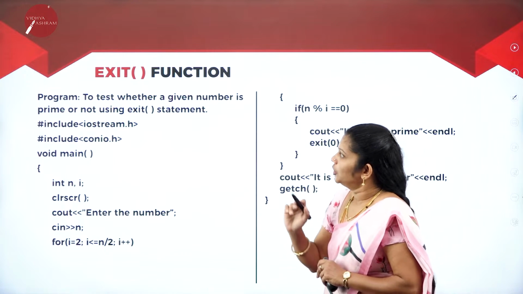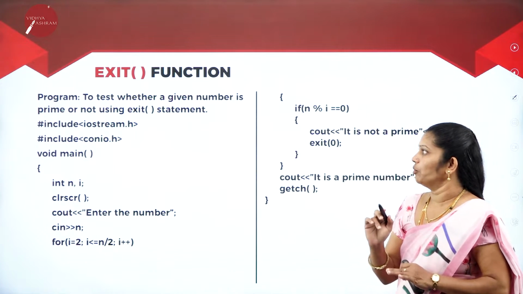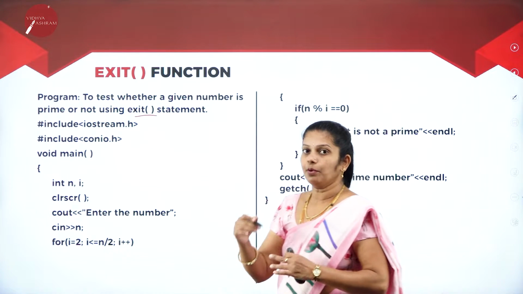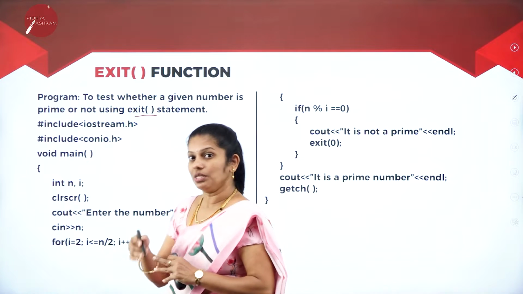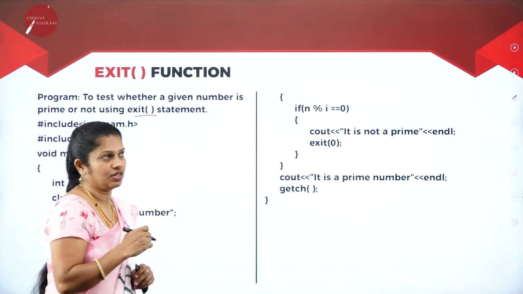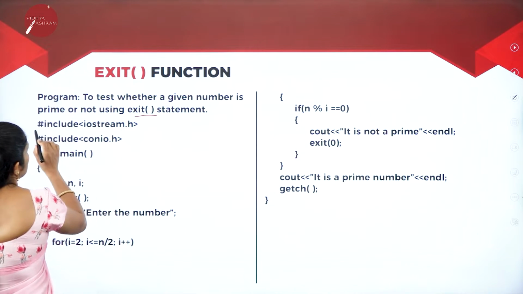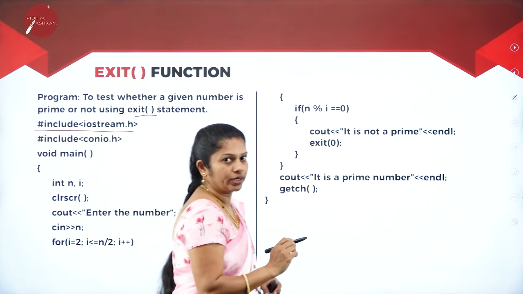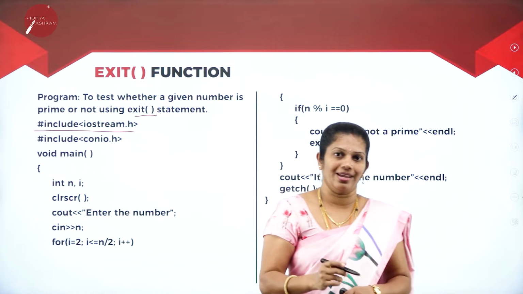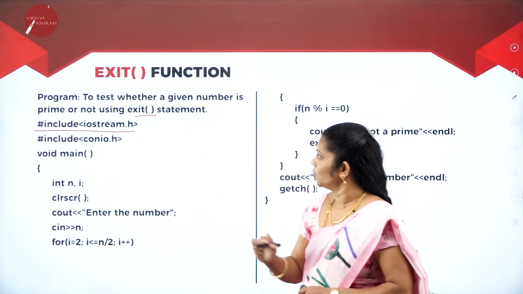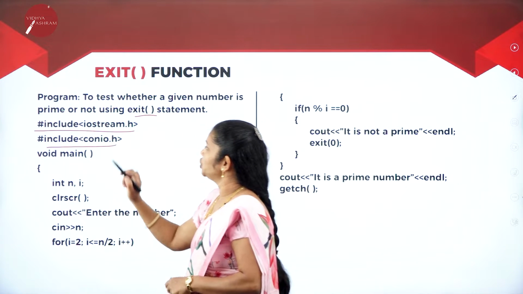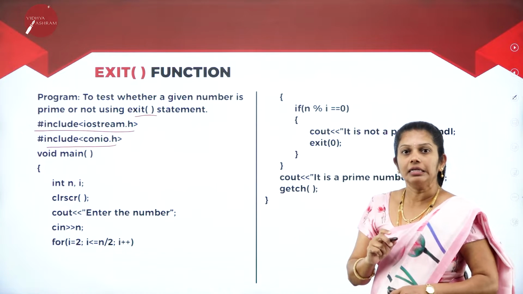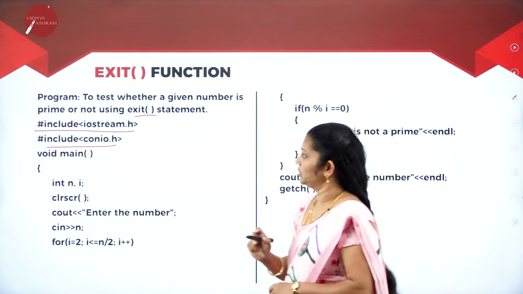Now consider testing whether the given number is prime or not using the exit function. In the previous program we used the break concept, but now we are using the exit function. First, as usual, we start with the header files: #include <iostream.h>, which supports cin as well as cout, and #include <conio.h>, which supports clrscr as well as getch.